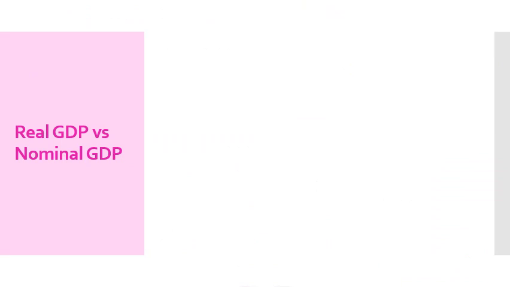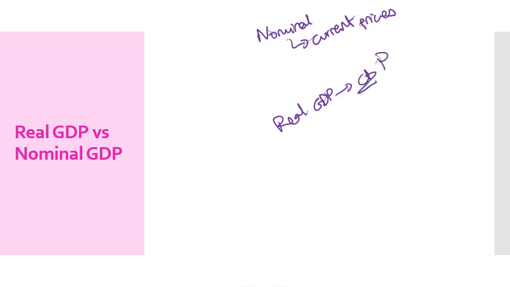Now I need you to know that GDP is two different kinds. We will be talking about the real GDP and the nominal GDP. Now, what is the difference between them? Whenever I am talking about nominal GDP, it is GDP at current prices, that is not adjusted for inflation. Whereas the real GDP, it's at constant prices, that is adjusted for inflation. So constant prices, and they are adjusted for inflation.